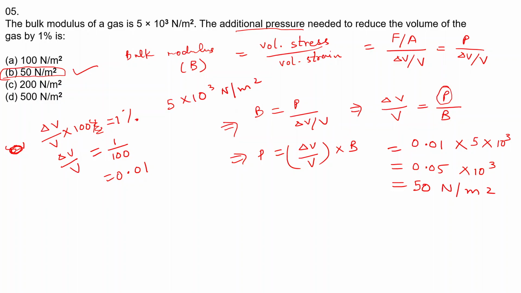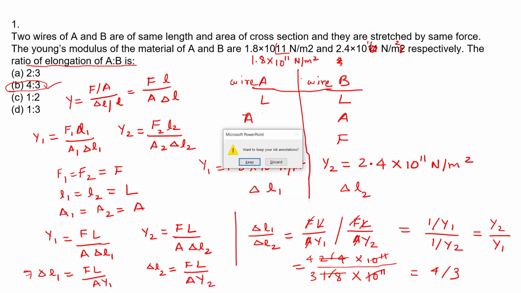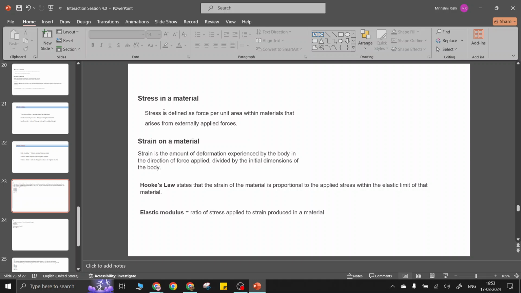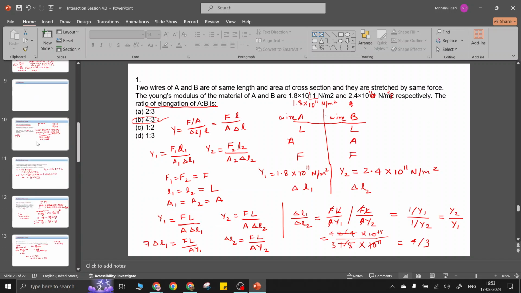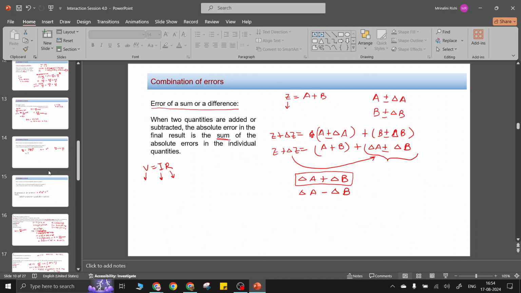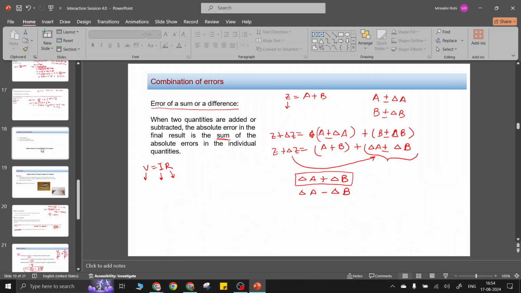So these were the questions related to bulk modulus and Young's modulus. What we did today is, first we understood how to do error analysis for any measured value. Quick recap: we saw how to do error analysis when we do addition or multiplication or division, and we did questions based on this.